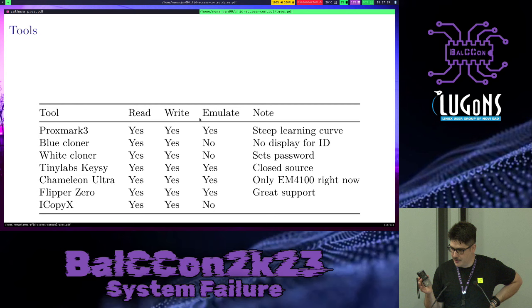And of course, I'm on the wrong slide. Also, there's this thing called iCopyX, which had a lot of controversy about it. The main reason being that it uses Proxmark firmware and doesn't disclose the modifications made to it. It is made by Nikola Tesla Labs from China, of course. Why not?